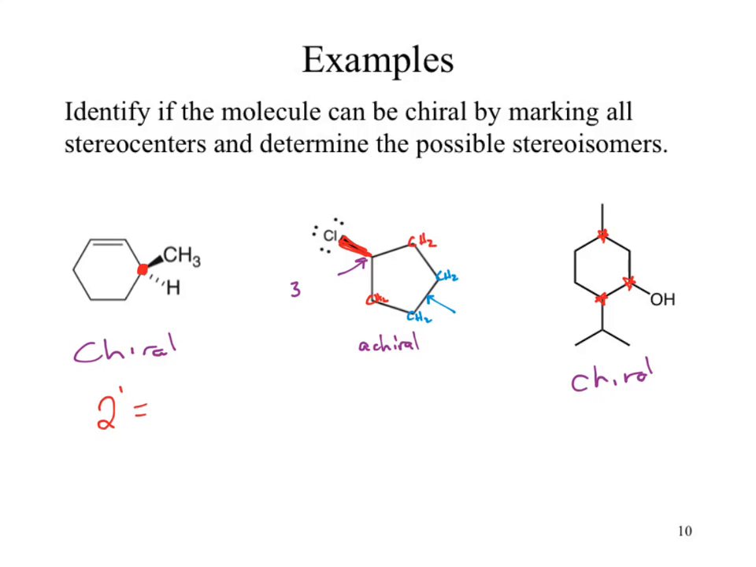2 to the 1 is 2. For the second one, 0. And for the last one, 2 to the 3, which gives us 8.